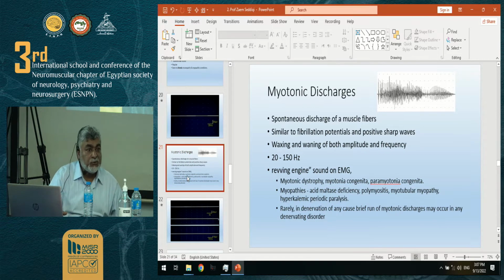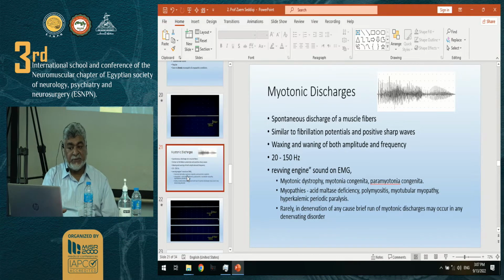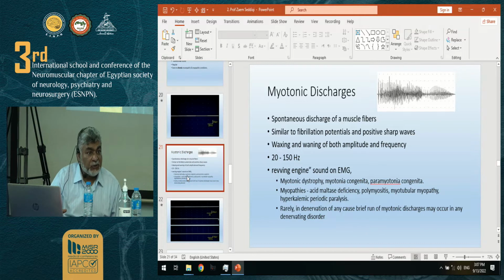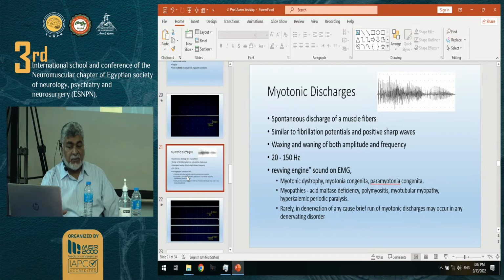But a number of myopathies do that too, okay? It's very common to see it in acid maltase. In some of the necrotizing myopathies, polymyositis, you can hear them, okay? Some of the other, and rarely with denervation you can see very small runs of myotonic discharges, okay? So it's not 100% with only myotonia congenita or myotonia, but very classical sound, okay?